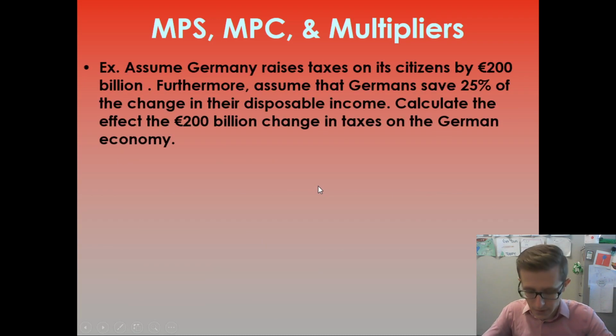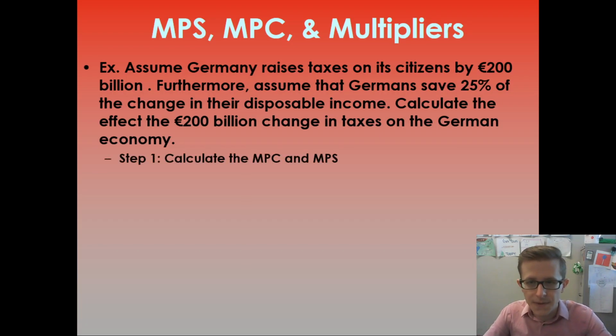Another example then, we're going to have with, looks like Germany here. I believe that's the euro, could be wrong. Anyways, assume Germany raises taxes on its citizens by 200 billion euros. Furthermore, assume that they save 25% of their disposable income. Calculate the effect of the 200 billion change in taxes on the German economy. So step one, calculate the MPC and MPS. They're saving 25% of their disposable income, meaning that 25% of every dollar is being saved.